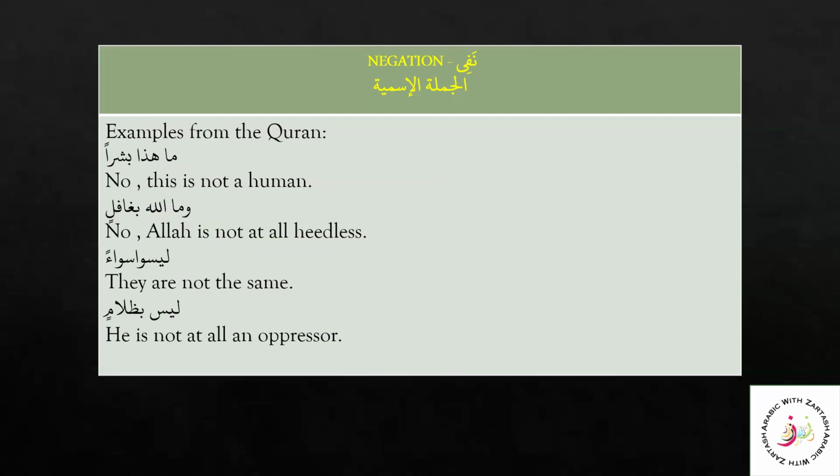Now let's see the examples from the Quran. Ma haza basharan. We can say that the simple sentence or jumla ismiya was haza basharun. By making it negation and adding the ma, it makes it ma haza basharan because it is making the khabar mansoob. No, this is not a human.